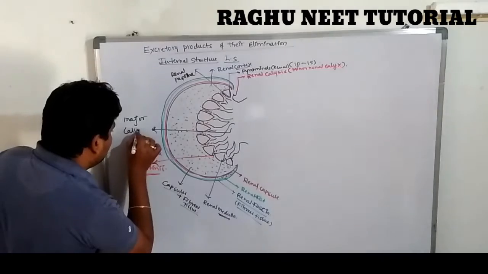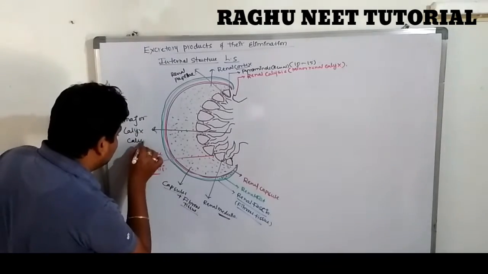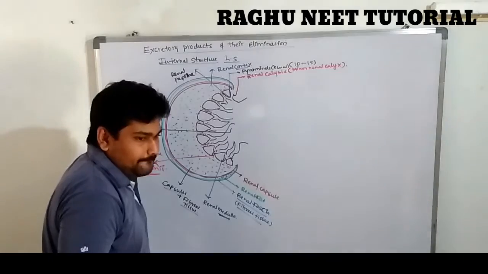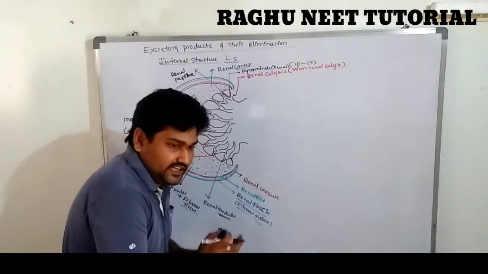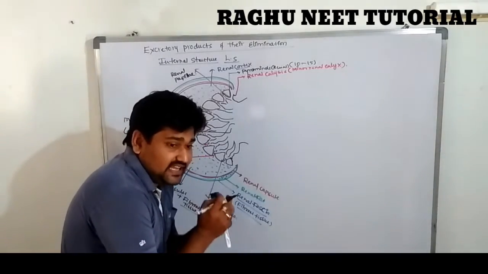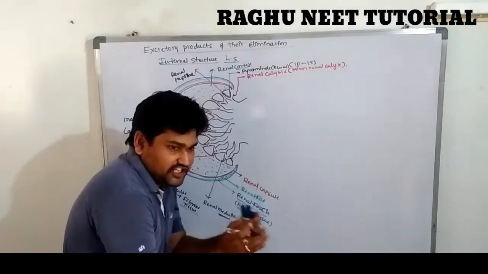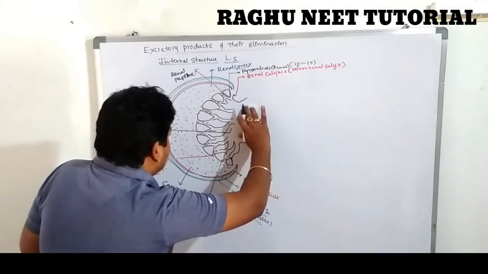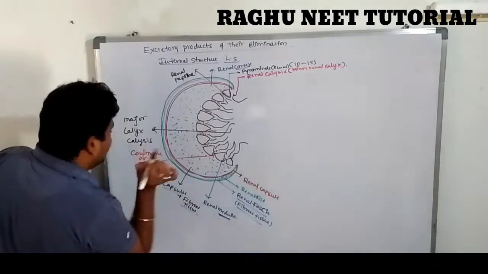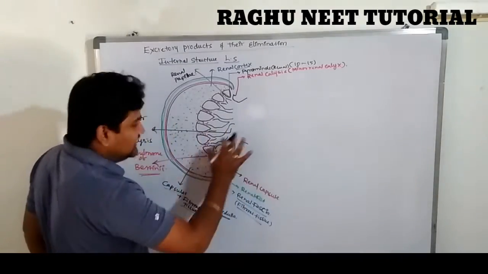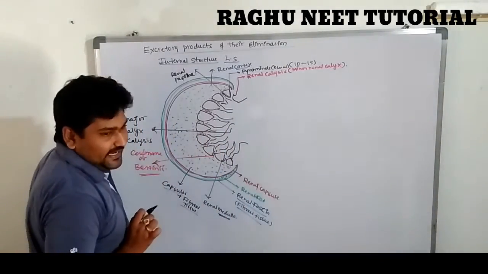Or major calyces. So what is the major calyces? The pyramids are placed on the calyces region. When these calyces all come together, they form a junction. The junction is very large in size, so that is called the major calyces. Nothing but all calyces lead into one large duct. The duct is known as the major calyces.